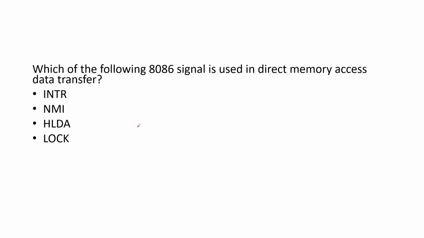Which of the following 8086 signals is used in direct memory access data transfer? For direct memory access in 8086 we have two signals, HOLD and HLDA. HOLD is used to give the DMA request to the 8086, and to give the acknowledgement of DMA access we have the signal called HLDA.